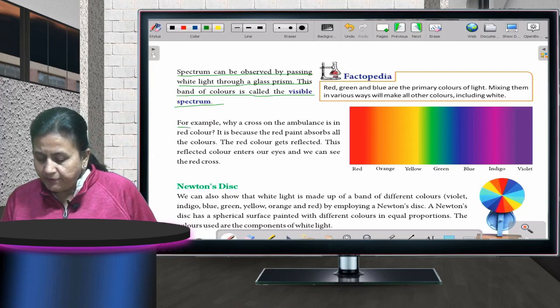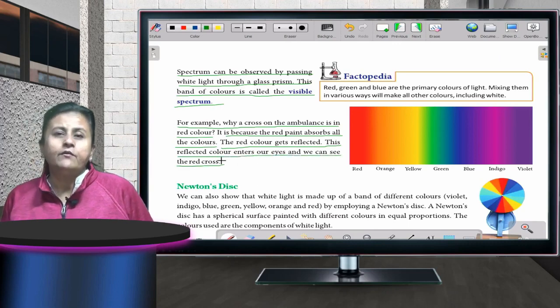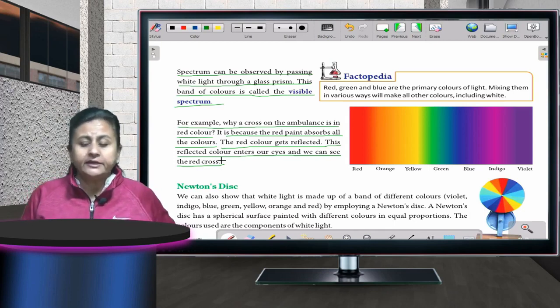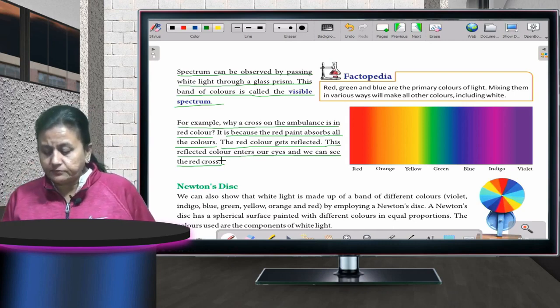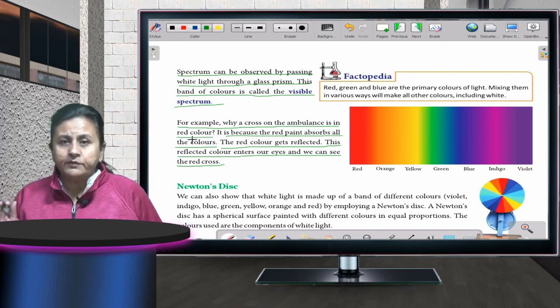Now, for example, why is the cross on the ambulance red in color? It is because the red paint absorbs all the other colors. The red color gets reflected. This reflected color enters our eyes and we can see the red cross. Fine, children? Why is it not painted in any other color? Because red paint has the capacity to absorb all the other colors. That is why the cross is always red in color.